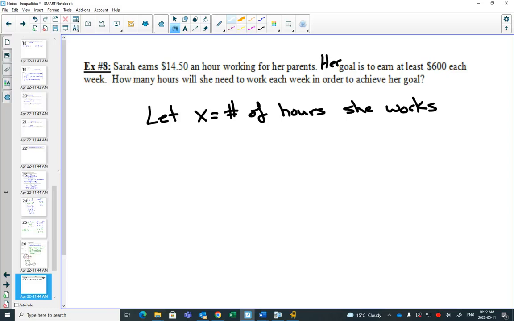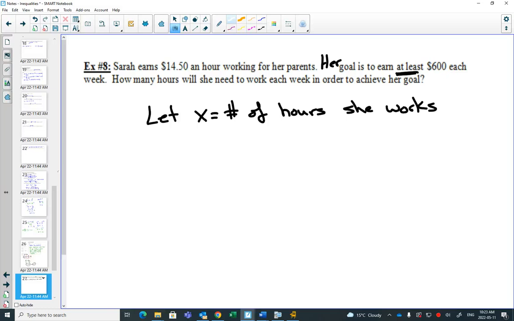So Sarah earns $14.50 an hour working for her parents. And her goal is to earn at least $600. Oh my goodness, that's a lot. Okay? Because it says at least, it makes an inequality rather than an equation. If she wanted to make exactly $600, that would be an equation with an equal sign. But since it is at least, we have to write an inequality.